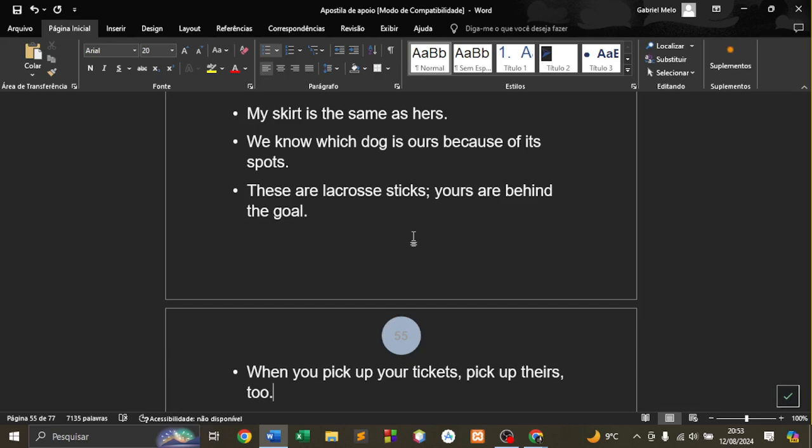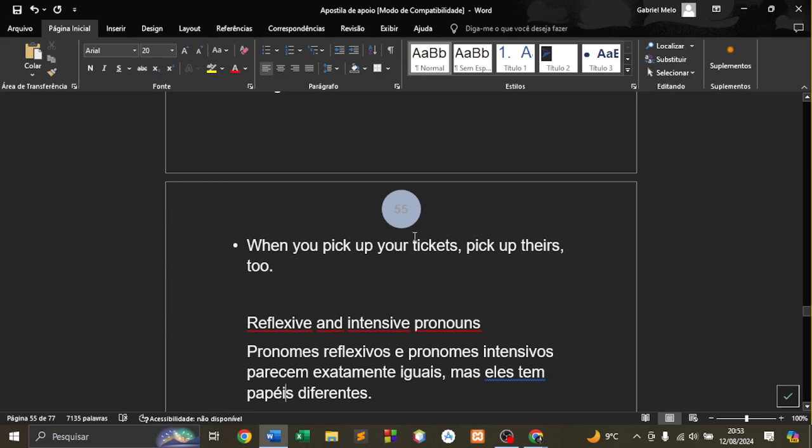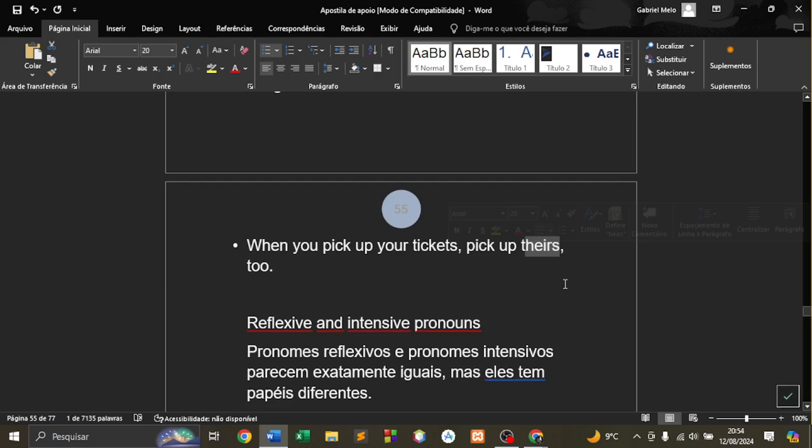When you pick up your tickets, pick up theirs too. So, what is the possessive adjective here? The possessive pronoun is theirs. Exactly. But what is the possessive adjective? Your. Your, exactly. So, theirs is the possessive pronoun and your is the possessive adjective. Do you understand the difference between them? Can you see the difference in this sentence? Yeah, I can. Attention, your tickets. Theirs. Just theirs instead of their tickets. Yeah. That's the difference in the use.